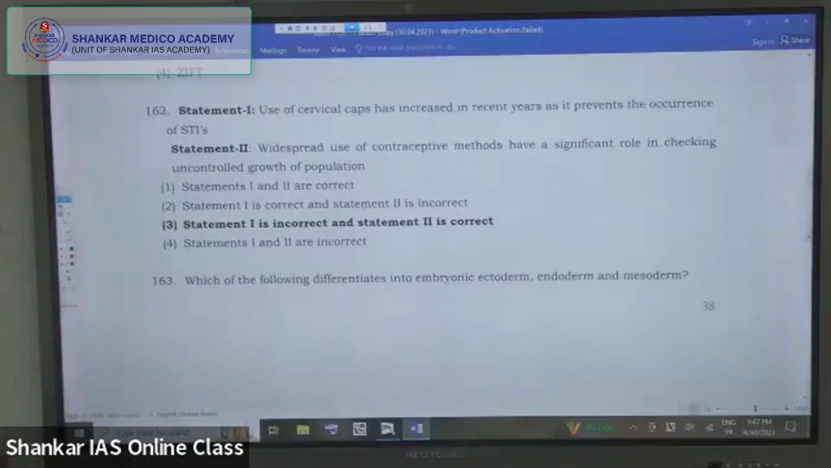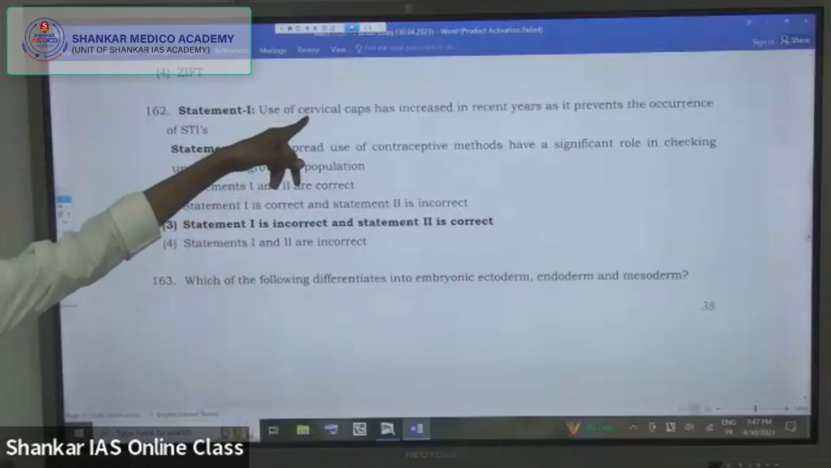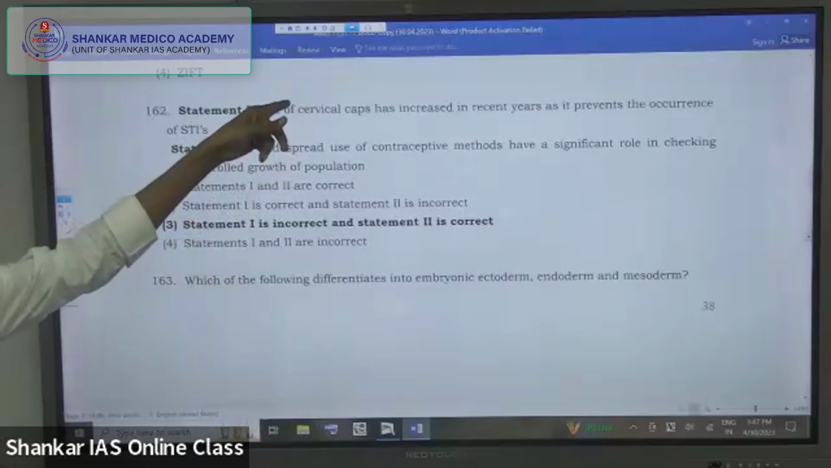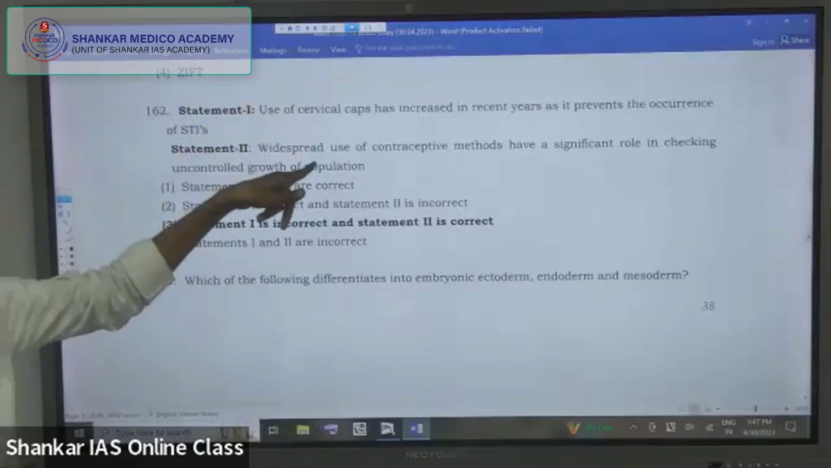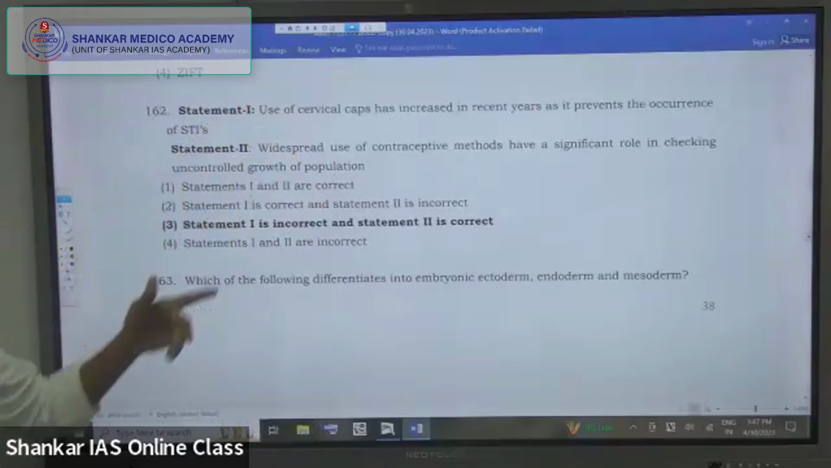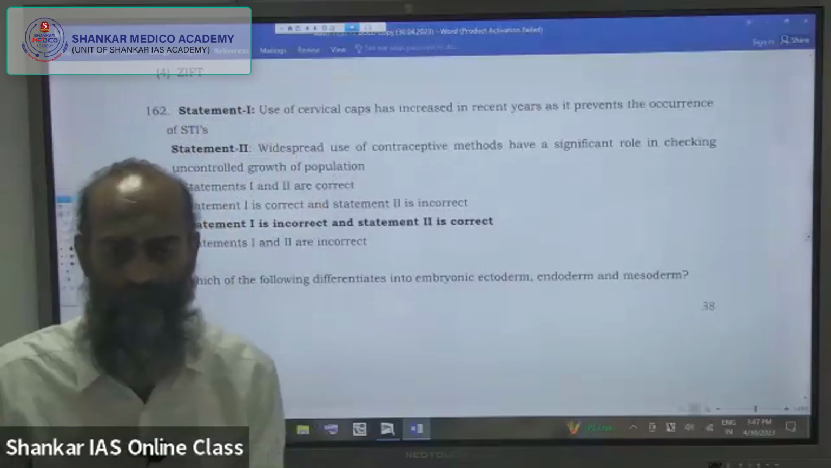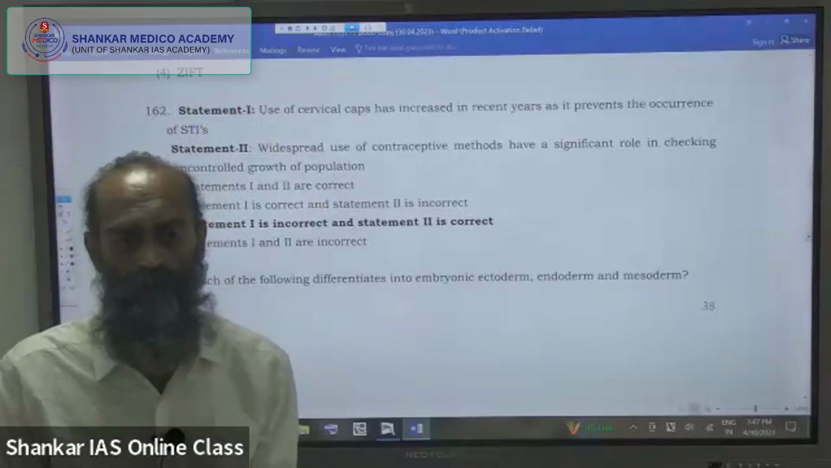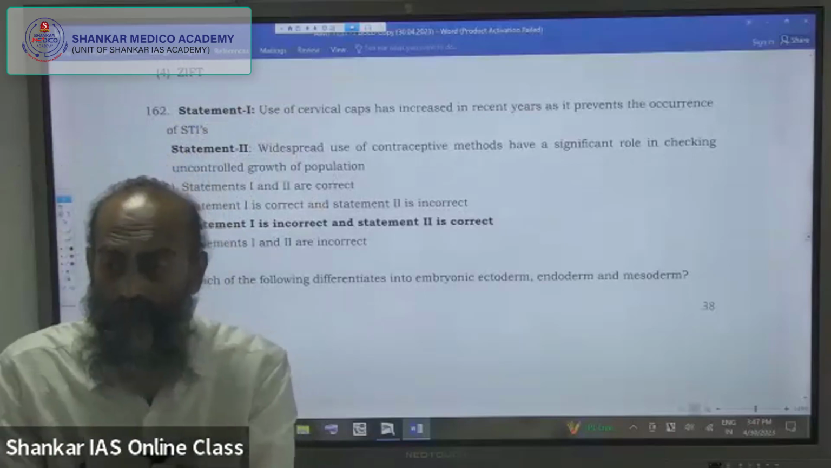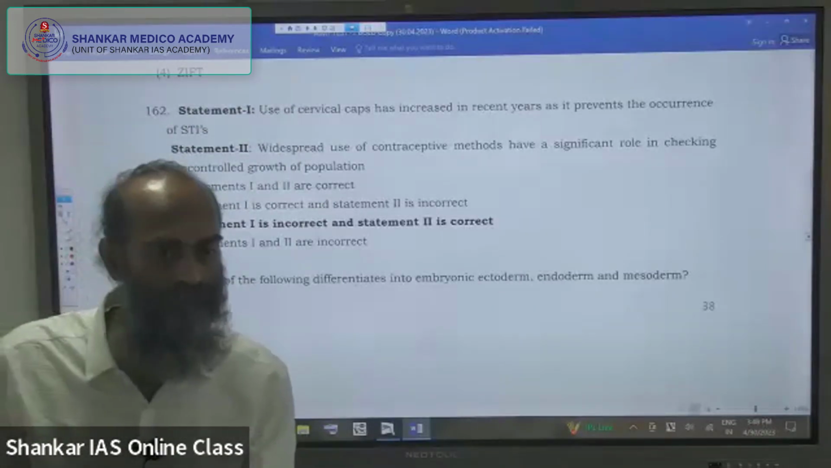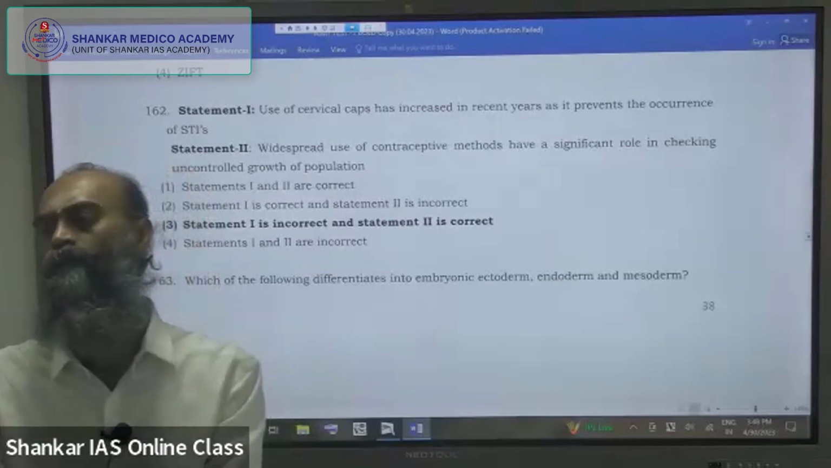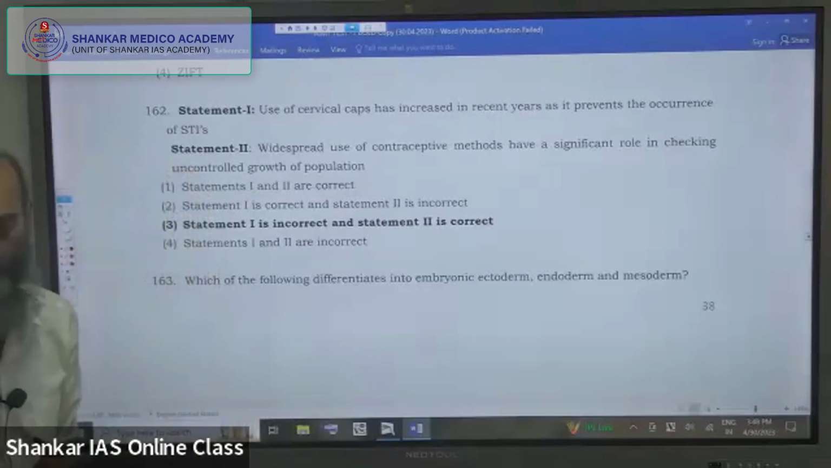Use of cervical caps has increased in recent years as it prevents the occurrence of STDs. Is this statement true? This statement is taken from the textbook, where it is condoms that are widely used to prevent STDs, not cervical caps. See, that's the reason cervical caps, diaphragm and these valves are used along with spermicidal jellies. If they are really preventing STDs, why do we have to use spermicidal jellies?